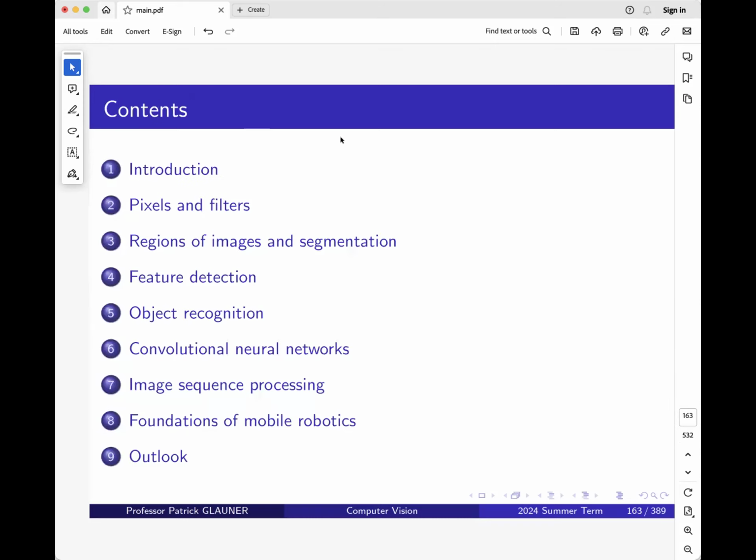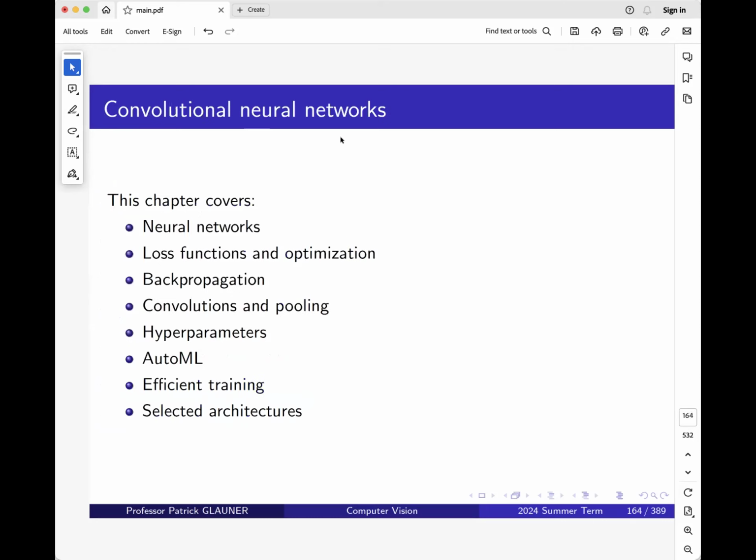And in the next lecture, we will look into convolutional neural networks. We will start, first of all, with neural networks, and I'll provide you with an introduction to neural networks and how to train them. And then we'll look into convolutions, which are one approach to computer vision of how neural networks can deal with images very well. And we'll see how to train them well in various selected architectures.